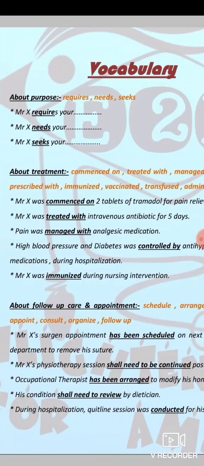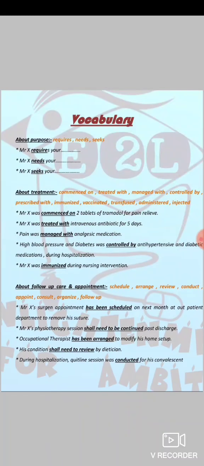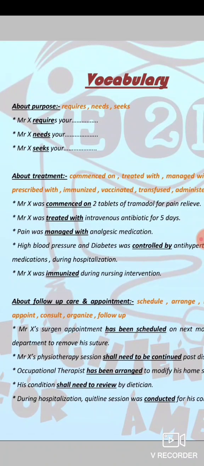Third vocabulary is seeks. With seeks you have to be more careful about when to use it. Seeks means something emergency or for immediate purpose. So if you are writing a letter for an emergency purpose, you can go with seeks. For example, Mr. X seeks your immediate assessment for his betterment. Mr. X seeks your urgent assessment and management for his convalescence. So therefore you can use the word seeks.